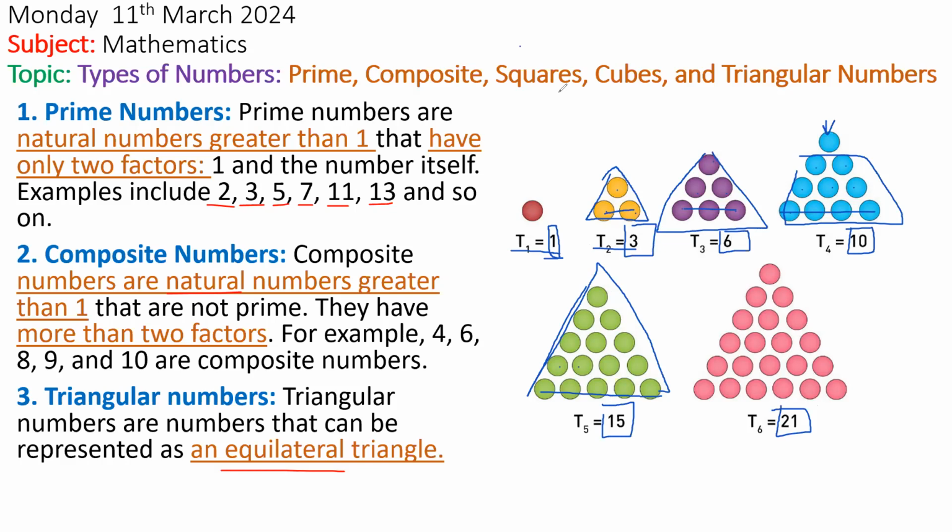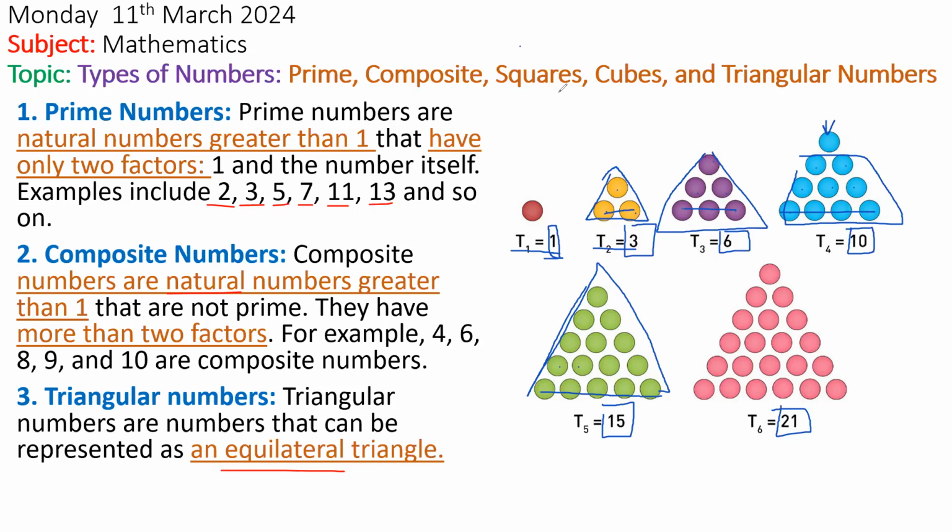All right, Ajani, can you read the definition for triangular numbers, please? Triangular numbers are numbers that can be represented as an equilateral triangle. Very good.